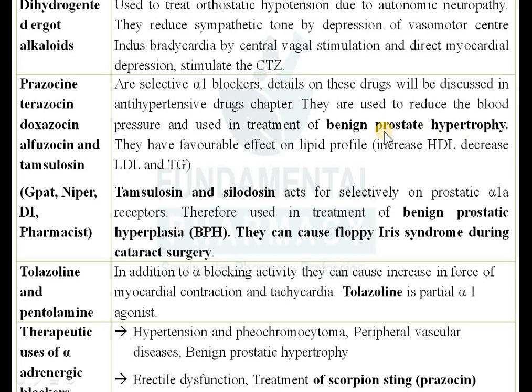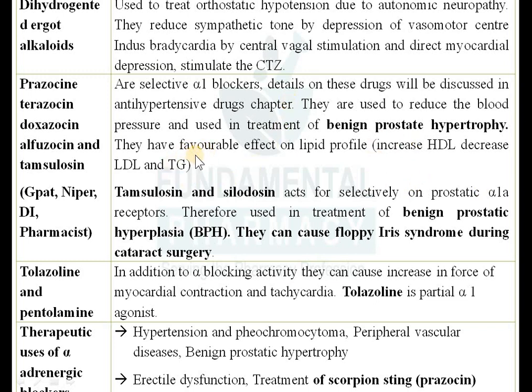Why? Because your prostate gland has alpha 1 receptors, and they are selective alpha 1 blockers, so they will block the alpha 1 receptors in the prostate gland also, and the role of alpha 1 receptors in the prostate gland will be prevented. So they are used in the treatment of benign prostatic hypertrophy.